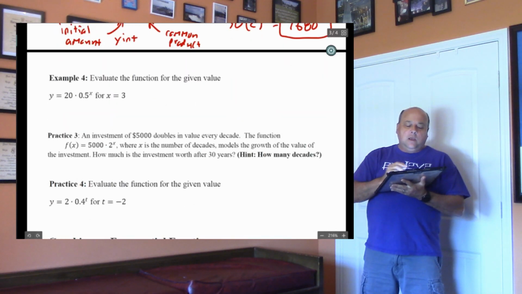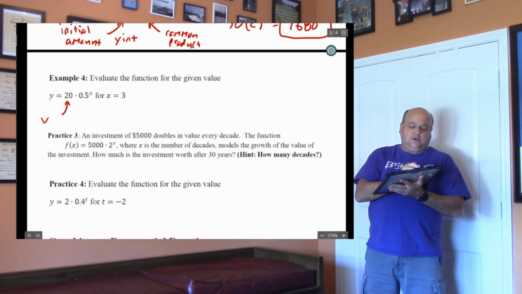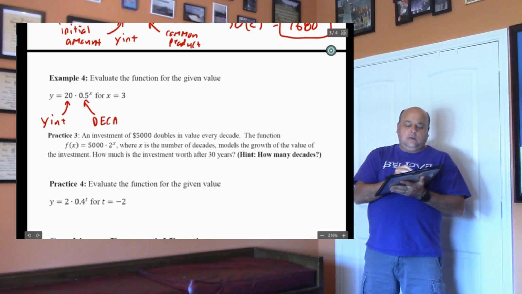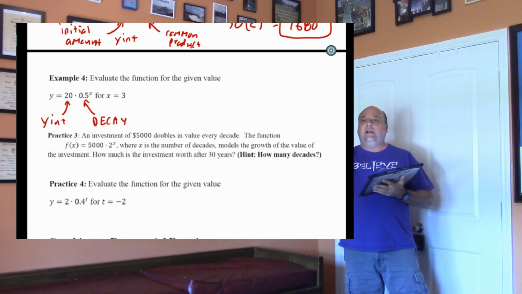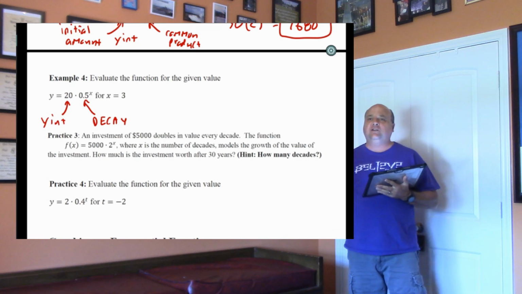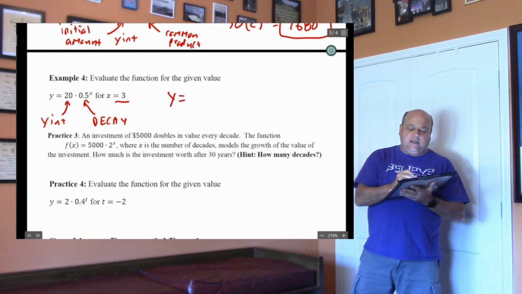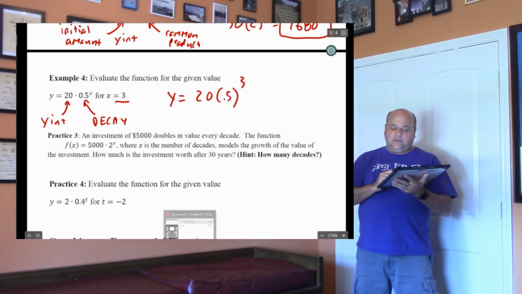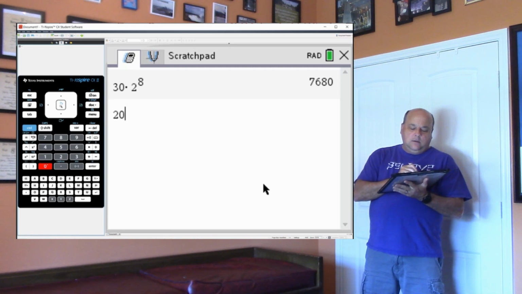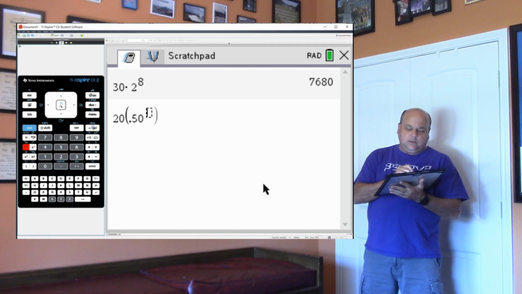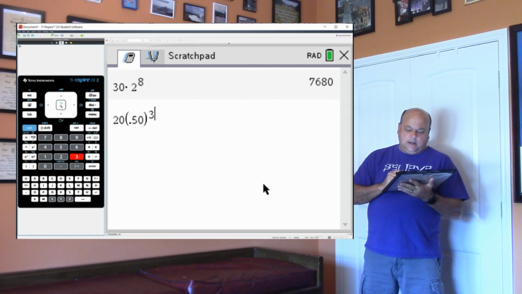Let's go to another one. On this one right here, the 20 would be the y-intercept. So we would start at 20, but this would be decay, wouldn't it? Because it's less than 1. If your common product is smaller than 1, the number's going to get smaller, okay? So we want to solve this for x equals 3, so we're going to do y equals 20, put the 0.5 in parentheses, and 3. Type that into the calculator. So 20, parentheses, 0.5, close parentheses, caret. Ooh, I forgot to do this. Close parentheses, caret, and then 3, right?